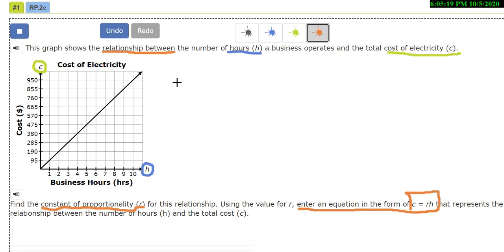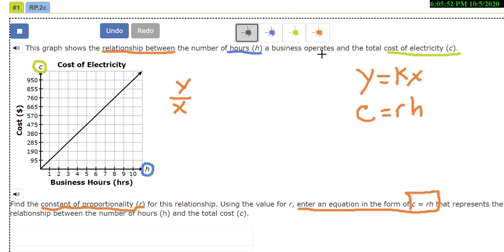Well, if you remember, that's going to be the Y over the X. It's the same thing as unit rate. And then we're supposed to enter it as an equation. We used to do Y equals KX. Well, now they're asking us to put it like this: C equals R and H. So we don't want to do that. We're going to use the letter C and the letter H, not X and Y.